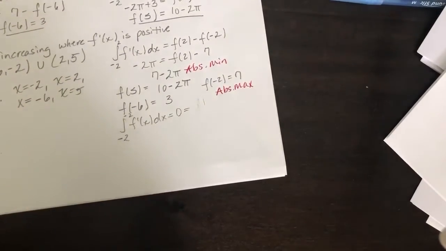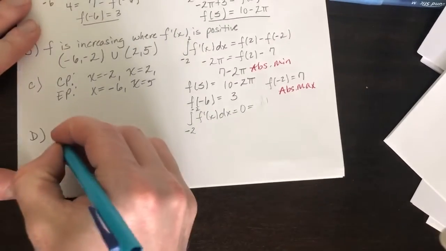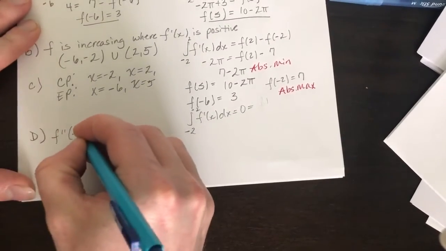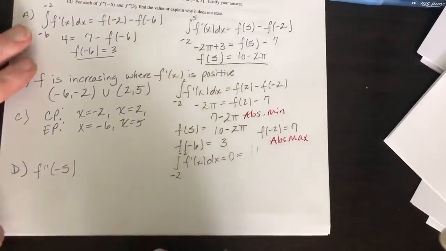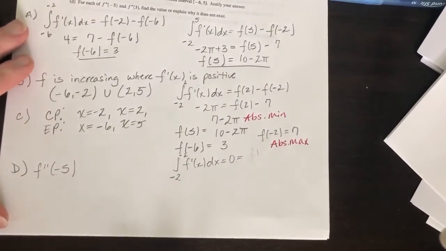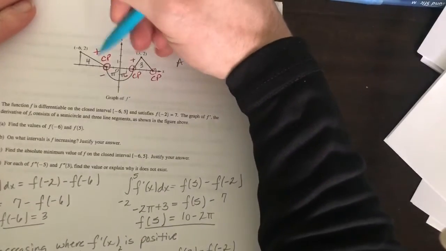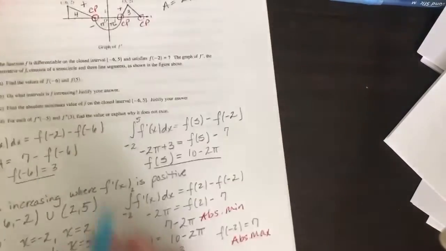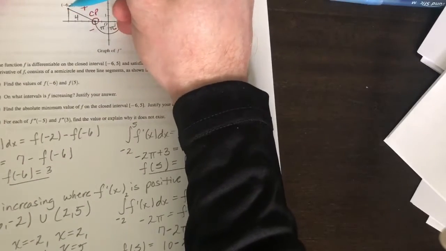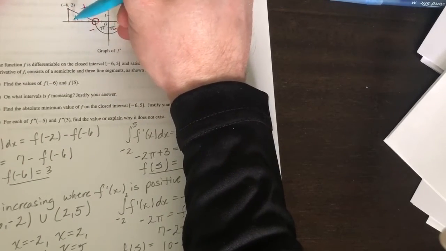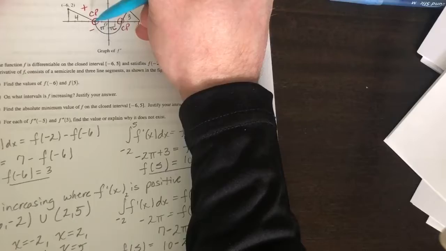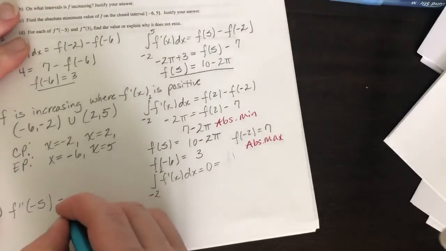Part D, it says, find f double prime of negative 5. Okay, so f double prime is going to be the slope on the derivative graph. Okay, so at negative 5, I'm going to find the slope of this line. So I'm going down 2 and over 1, 2, 3, 4. Okay, so that's negative 1/2.